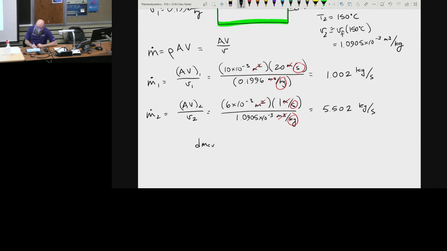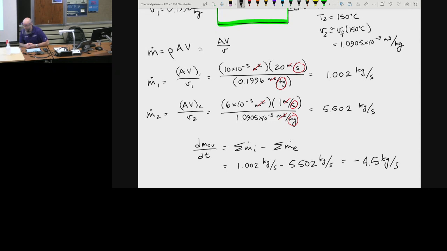So our continuity equation says the change in mass of the control volume with respect to time is equal to the summation of my mass flow rate in minus the summation of my mass flow rate exiting. We only have one thing coming in and one thing going out. So this is going to be 1.002 minus 5.502, which is going to give us minus 4.5 kilograms per second. So we know that the water is changing. We are losing, inside of that control volume, that green thing that I drew up there, 4.5 kilograms of water each second that is leaving the control volume and not being replaced. If it was steady state, everything that was leaving would be replaced immediately. But this is not what's happening here.